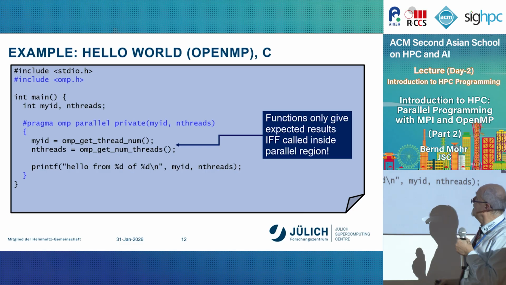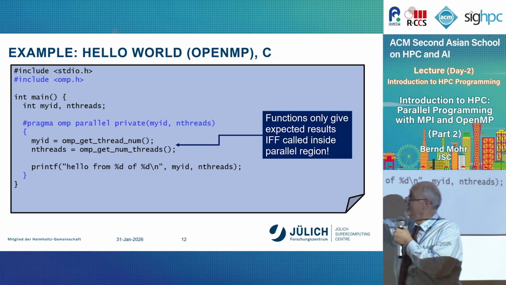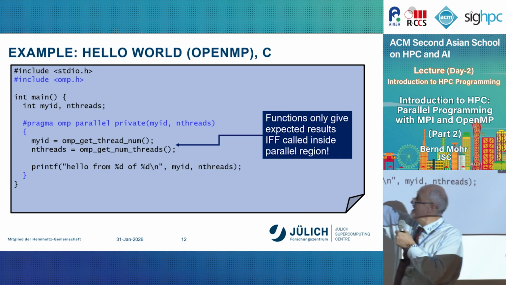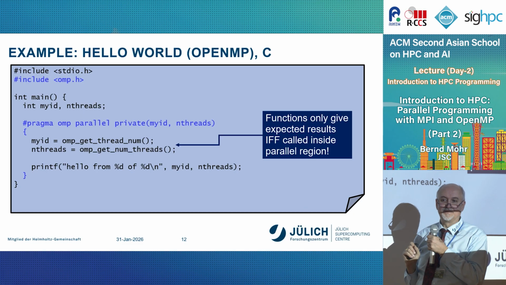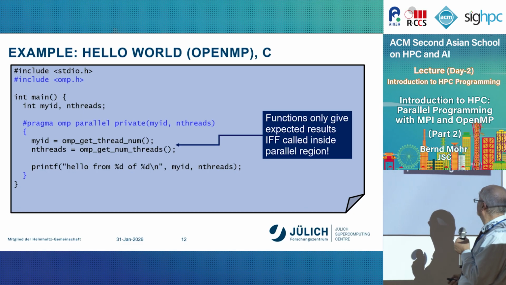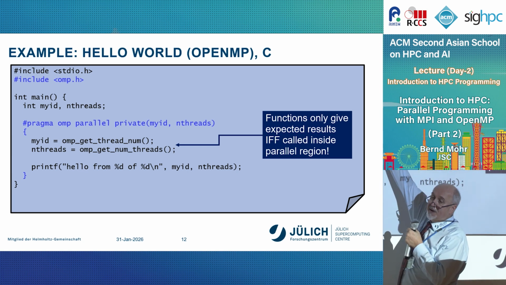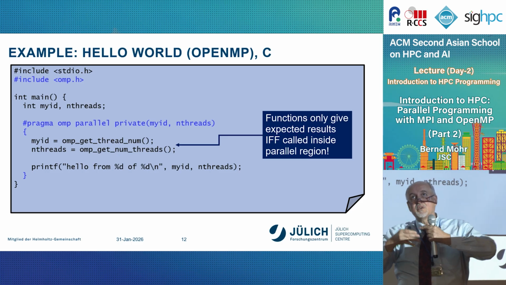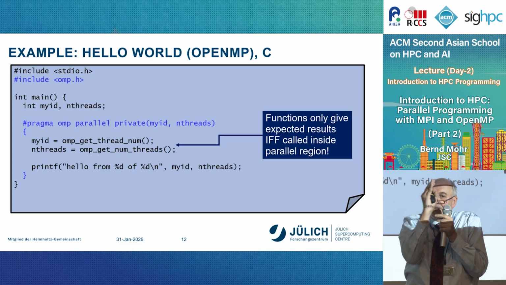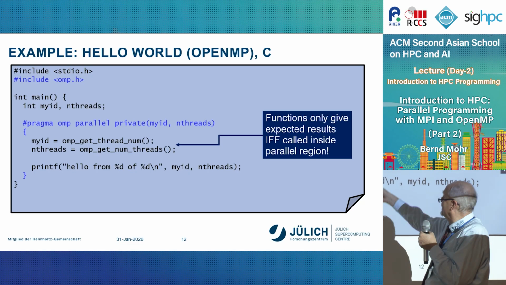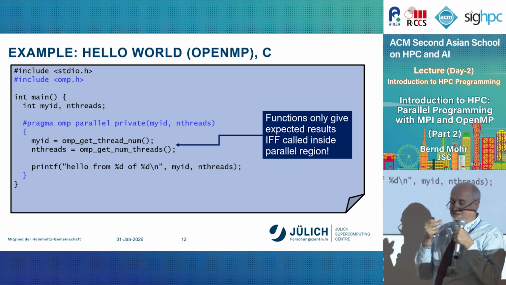In this parallel region we call the function OMP get thread num, and this is my ID, and OMP get num threads is the number of threads. And I can again print out, hello, I'm 5 out of 7. If you called them here before the parallel region, everyone would say, okay, I'm running with 5 threads, but everyone would say, I'm 0, I'm 0, I'm 0, because you're just in the sequential part. You have to use these functions inside a parallel region to get useful results.